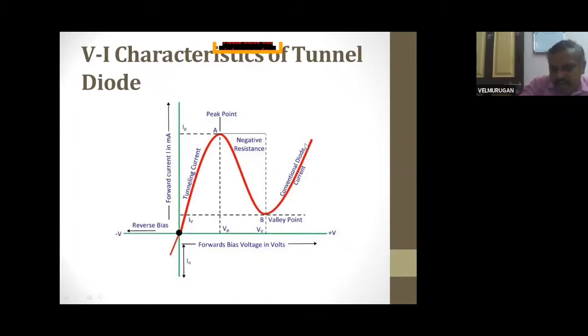Then it will go for a conventional diode current. After that it will go for the negative resistance region. So this point is called the valley point. At this valley point, the current will increase.